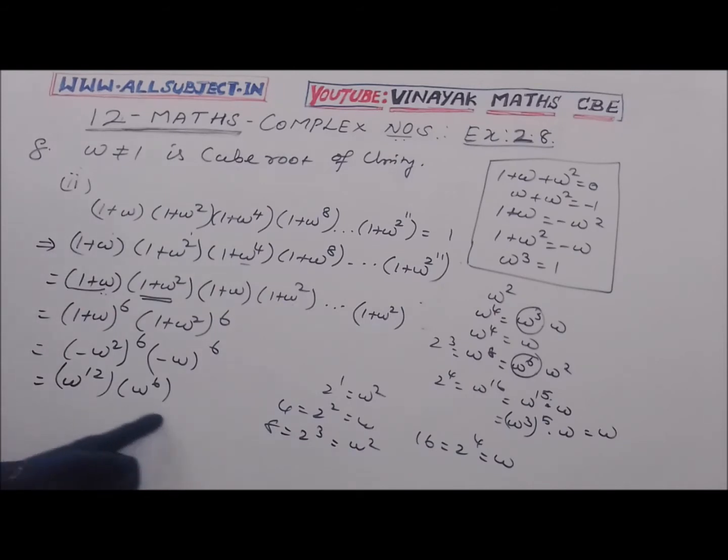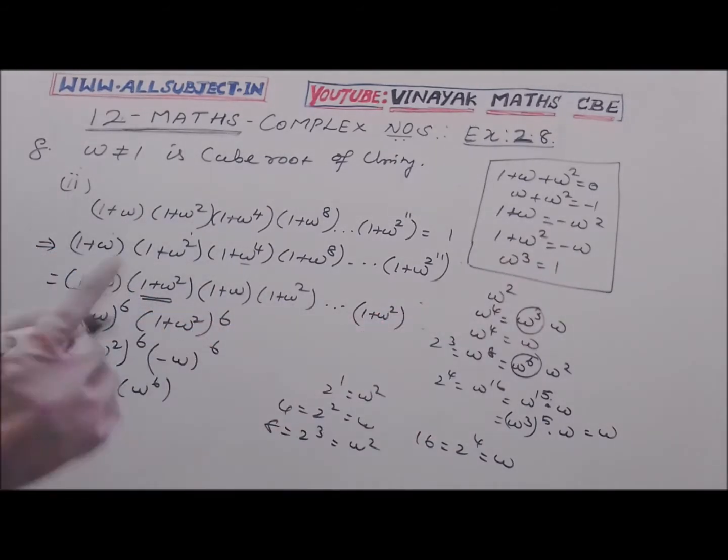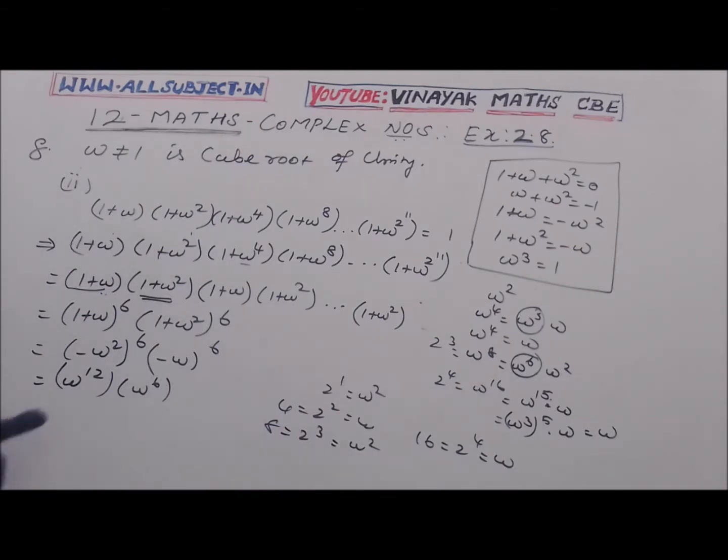Both have the power as a multiple of 3. When the power is a multiple of 3, that will be equal to 1. Omega cube equal to 1, and omega power 6 is equal to 1, and omega power 12 equal to 1. So here 1 into 1, that is equal to 1. So the answer is equal to 1.